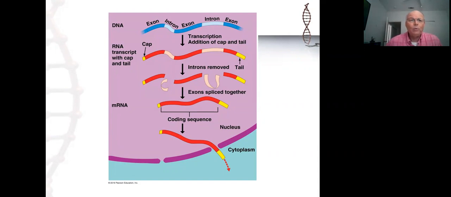And that's the reason why the transcript is also ready to be translated, because it is the messenger RNA. It doesn't need any further processing because there are no introns in bacterial DNA, but there are in the genes of eukaryotic cells. So we need to cut out those introns and splice the rest of the transcript, what are known as exons, together. And so that takes place inside the nucleus.